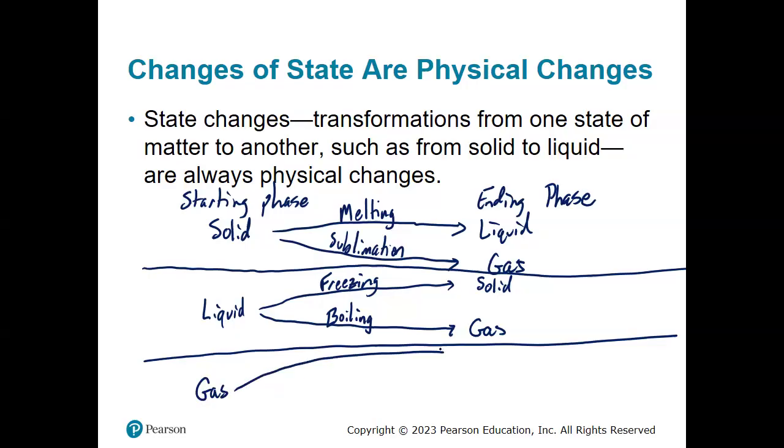For gases, we can see gases turn into liquids or into solids. The first process is called condensation. The second process is called deposition. Of the 6 processes, we're probably less familiar with these two just because we don't have as many good examples of it. Condensation, we're probably a little bit more familiar with.